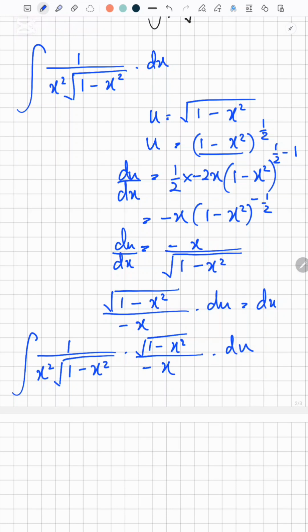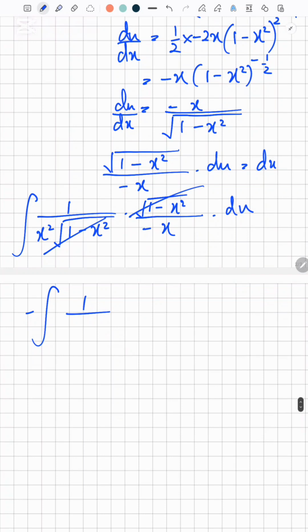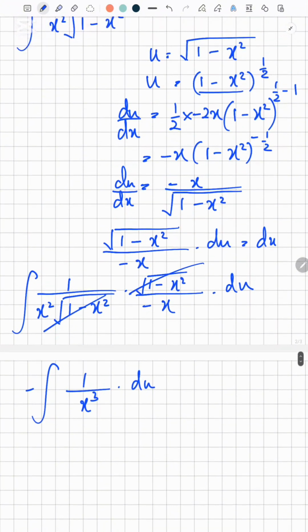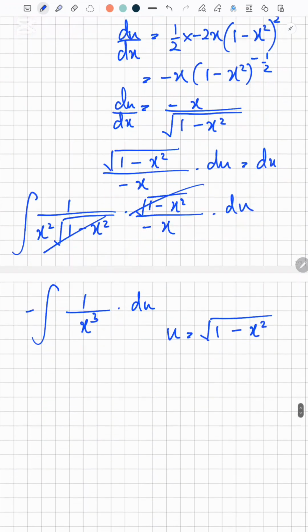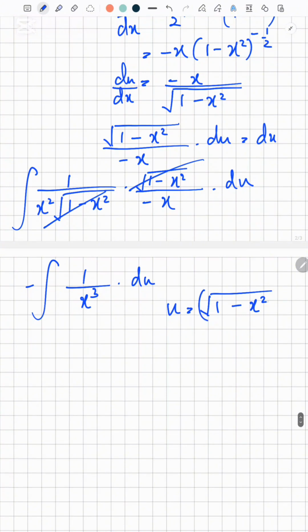So now you can see I can cancel these off. Now I end up with the integration of minus, sorry, it's 1 over x cubed. So now we need to find x cubed in terms of u, because if this is du, this has to be in terms of u. We have u equals root 1 minus x squared. So let's square both sides. Now we have u squared equals 1 minus x squared. Now we make x squared the subject.